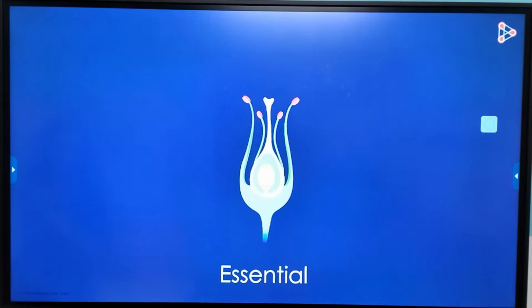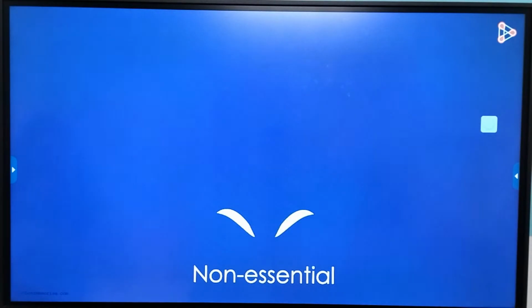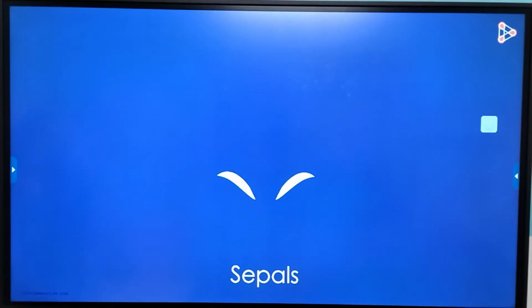Now that we've learned about the essential parts of a typical flower, let us learn about the non-essential parts. These lower ones at the base are called the sepals.